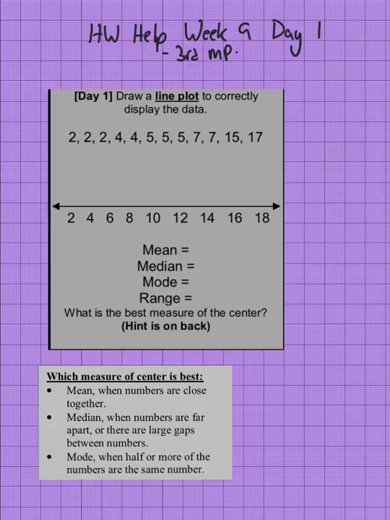So I'm going to start with the 3 2s, and I'll use X's. 1, 2, 3. There's 2 4s, 1, 2, 3 5s. So that's in between 4 and 6. 1, 2, 3. 2 7s in between 6 and 8. 1, 2, and a 15 right there, and a 17 right there.